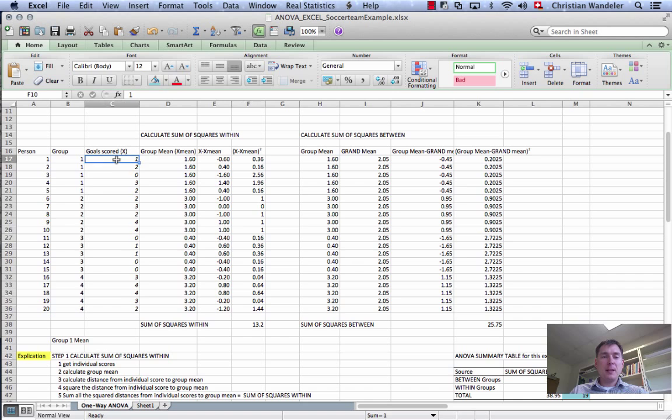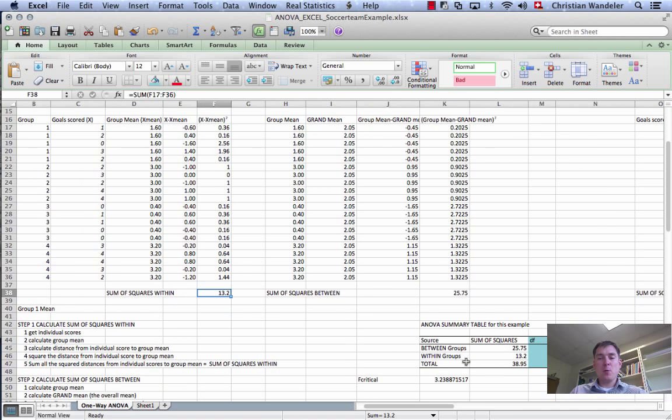I copied and pasted the data down here so that each individual has the number of goals that they scored, and then for each of the groups 1, 2, 3, 4, we calculated the mean. Right here, each of the groups is the mean. We look at the individual difference between the individual and the mean for all of these girls. We squared these differences, added them up, and that gave us the sum of squares within groups.